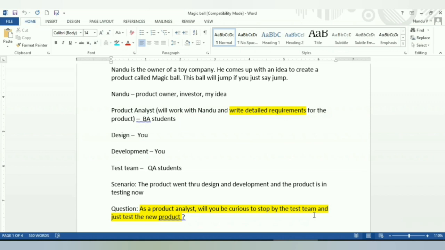Instead of a toy, I can also use a building. So you can imagine yourself in California constructing a $1 million home in Atlanta or anywhere. So Nandu is the owner of a toy company. The idea is to come up with a toy. Investor, my idea. So all the BA students, you are product analysts. I'm not even going to call you a BA. Product analyst. No more IT. Forget IT.